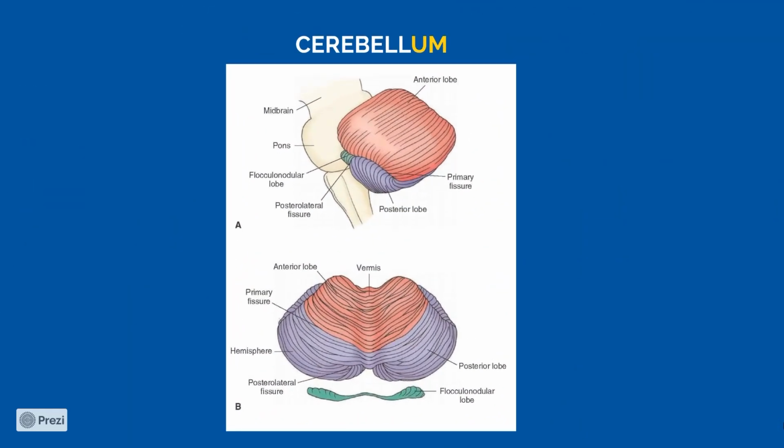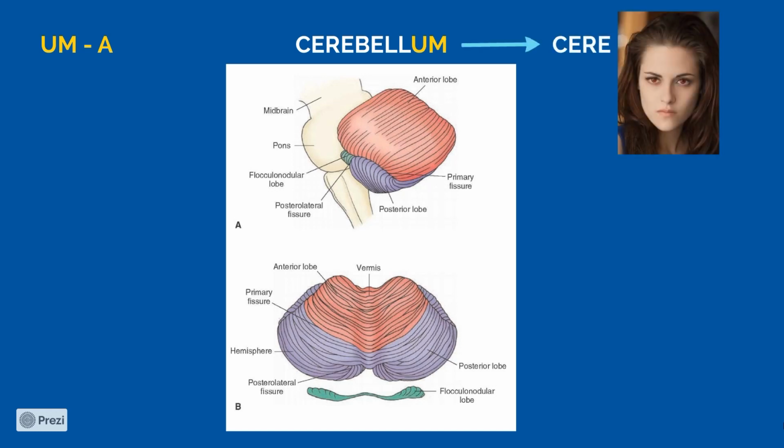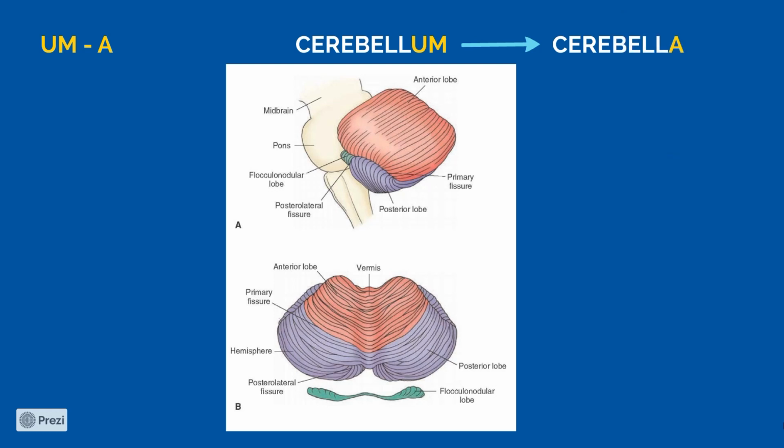The next part is the cerebellum. Do you remember from the previous video about the rule of how to form the plural of such nouns? Latin terms change their ending um to a. Cerebellum changes to cerebella. Not that bella, just cerebella.